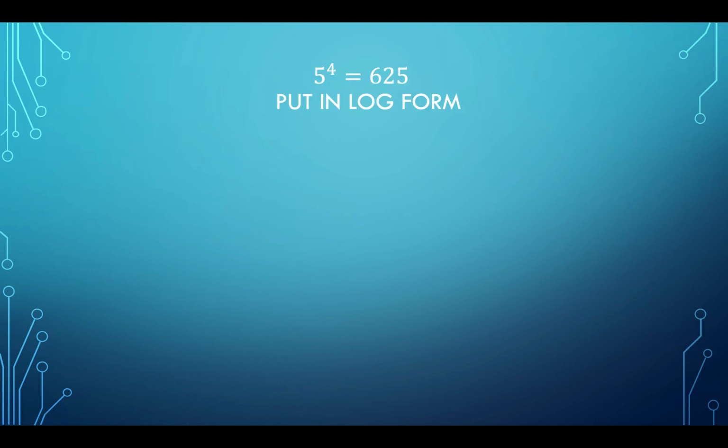Now I give you something in exponential form and I want you to put it into log form. I give you 5 to the 4th is equal to 625. We know our 5 is our base, our 4 is our exponent, and our 625 is our answer. So we put it into log form: log base 5 of 625 is equal to 4. Base, answer, exponent. As long as we remember the way exponential form goes and the way log form goes, we'll be set with these.